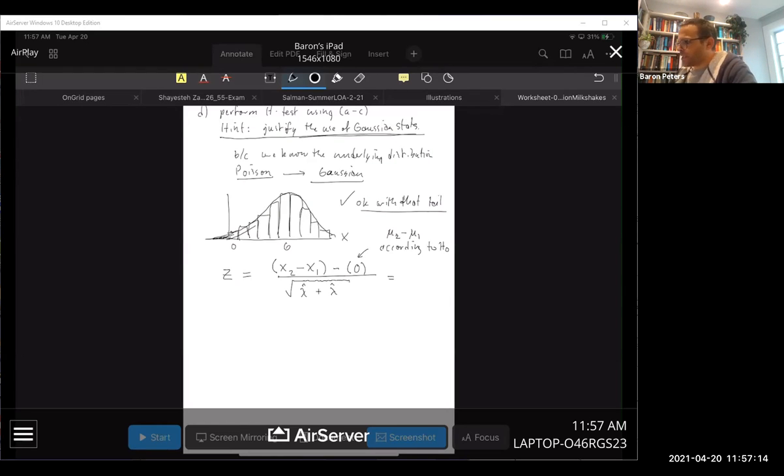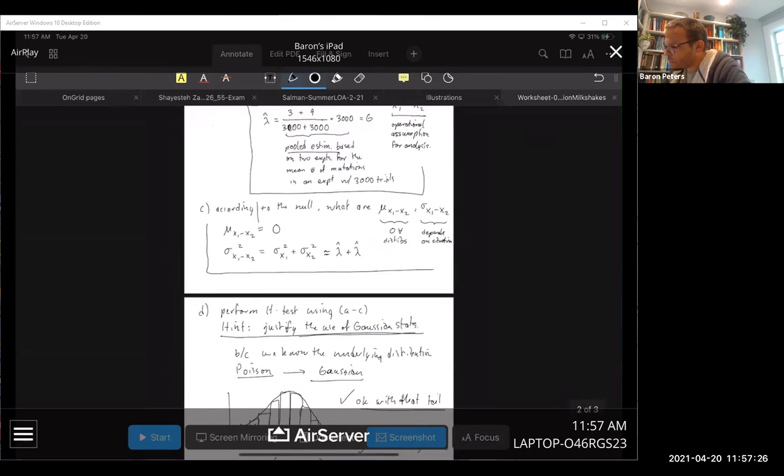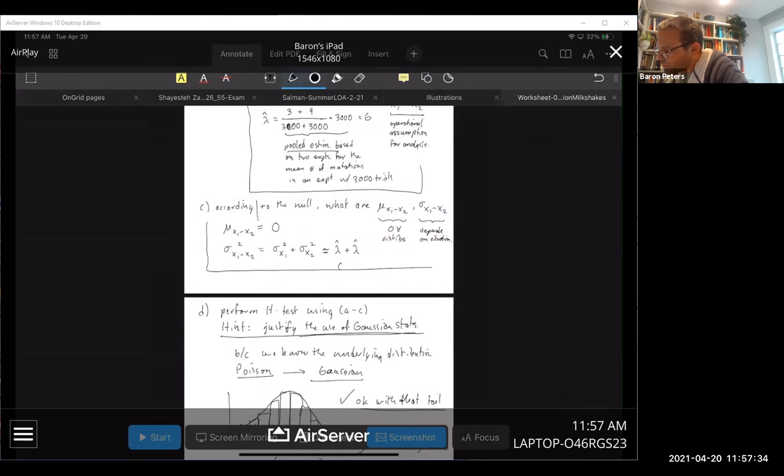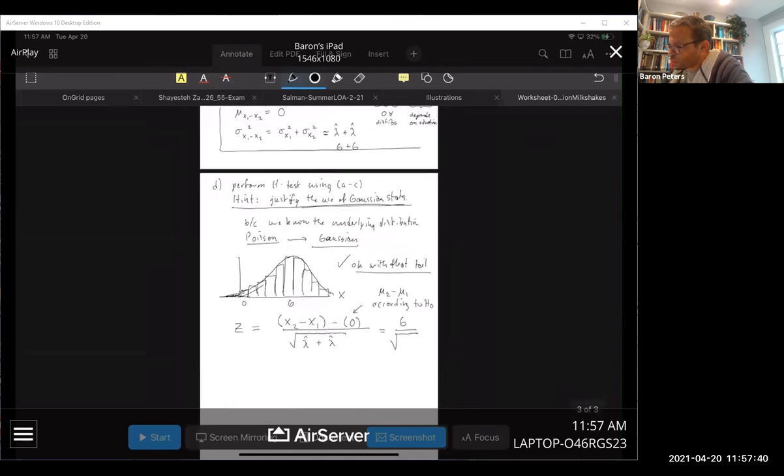I can now plug in the numbers here. X2 minus X1 was 9 minus 3, which is 6 upstairs. And downstairs, this was going to be 6, and this is 6, so sigma of X1 minus X2 is 12. I can now compute some values for this. If I plug everything into my calculator, I get 1.732. Okay, so now let's do our calculation.